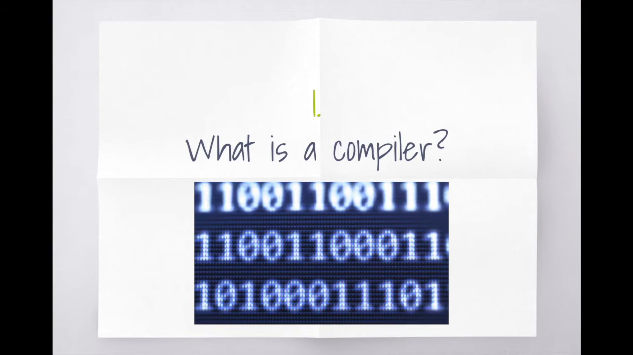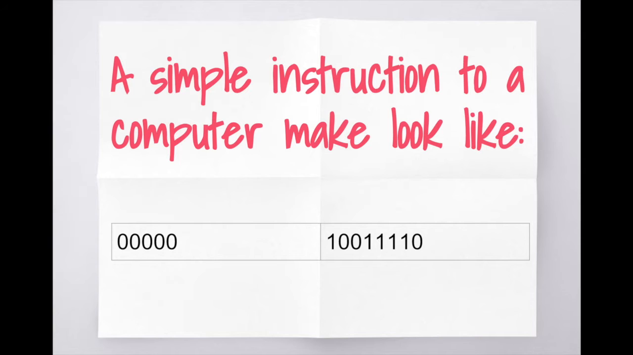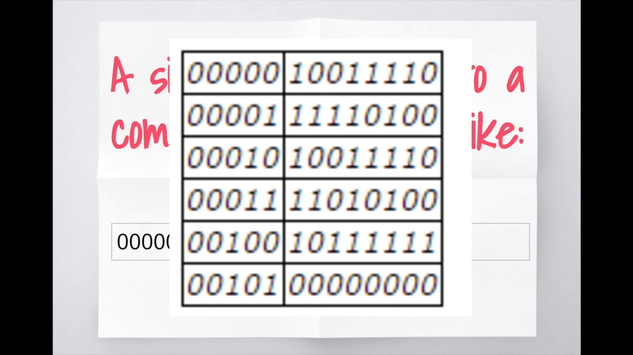What is a compiler? Computers understand only one language, and that language consists of sets of instructions made of ones and zeros. A computer language is appropriately called machine language. A single instruction to a computer could look like this: 0000001000 and so on. A particular computer's machine language program that allows the user to input two numbers, adds the two numbers together, and display a total could include these machine code instructions.